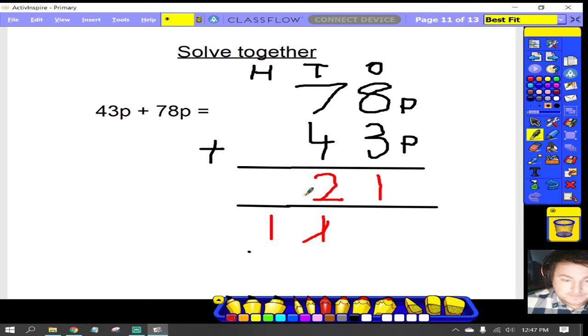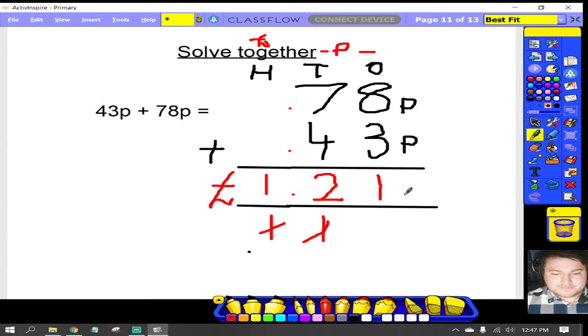Okay. Oh, we're going into the hundreds now. So actually, with money, let's put our little dots here and remember that these are the pence. And this is the pounds. So 0 add 0. Add 1. Okay. 1 it is. So the answer there is £1 and 21p. We bridged tens and we bridged 100.